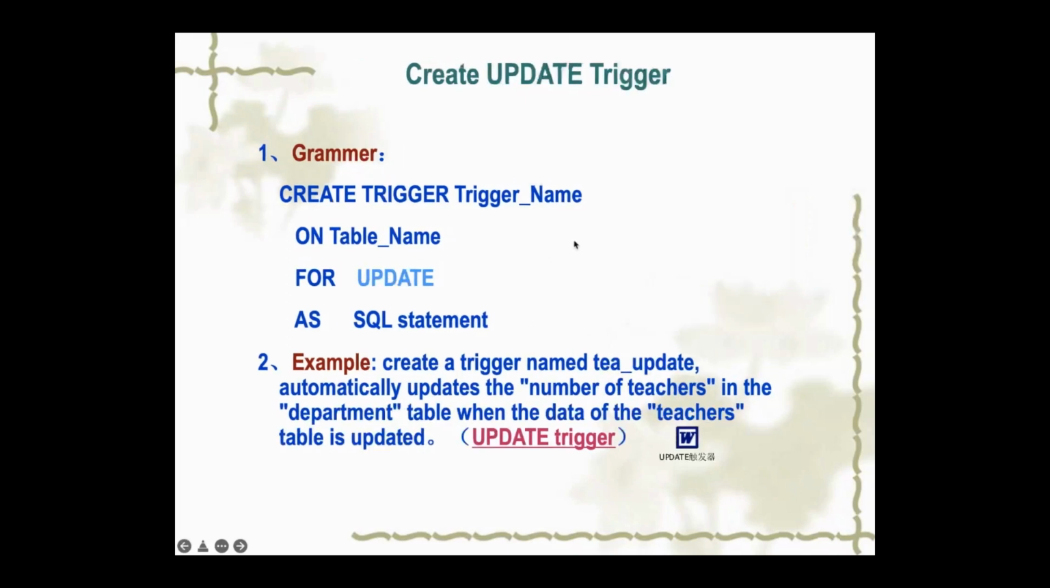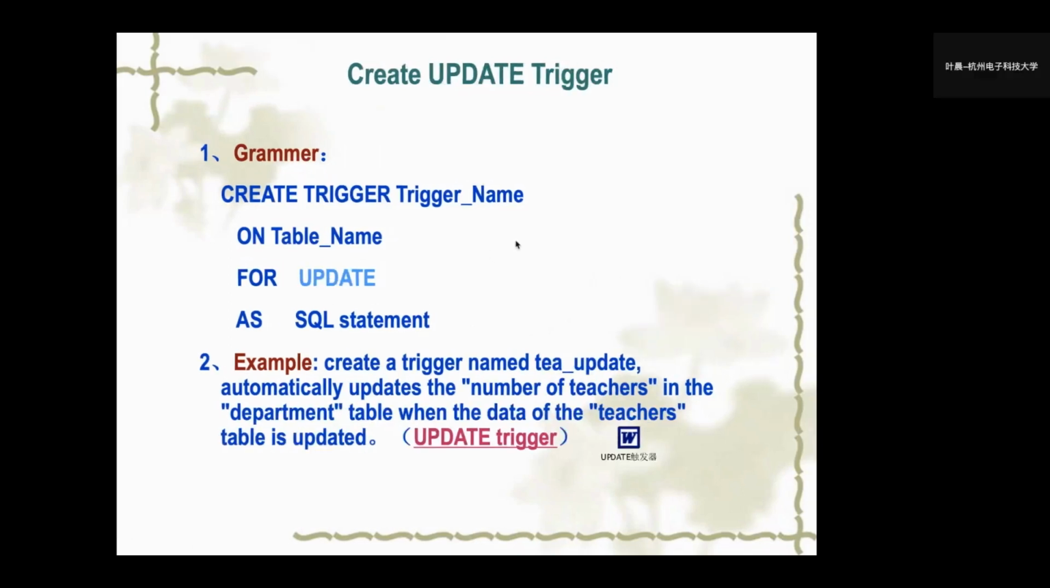And then let's see how to create an update trigger. Here it is also similar. You can just use update to replace the insert or delete. And here you can also try to create a trigger named TA update, which automatically updates the numbers of teachers in the department table when the data of the teachers table is updated.